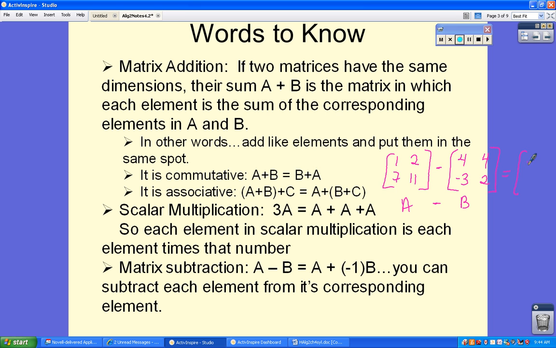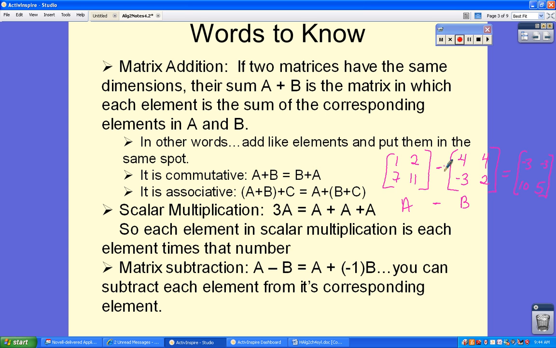1 minus 4 is negative 3. 1 minus 4, negative 3 again. 7 minus negative 3 becomes plus a positive, so that's 10. 7 minus 2 is 5. You can do that. But I'm going to ask you to consider doing it this way.